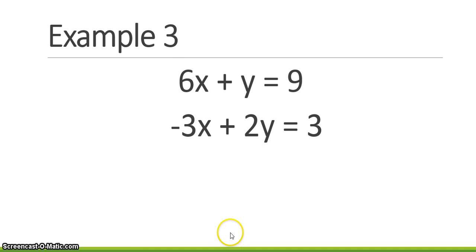Let's look at another example now. These ones are a bit harder. Again, both equations are in standard form, so I must use elimination. Look at the coefficients of x. They're different values, 6 and negative 3. So are the coefficients of y. They're different as well. Here the coefficient of y is 1, and here the coefficient of y is 2. So what can I do to overcome this?